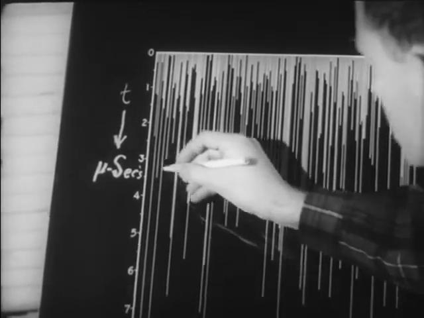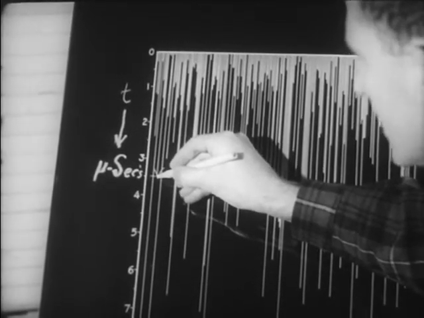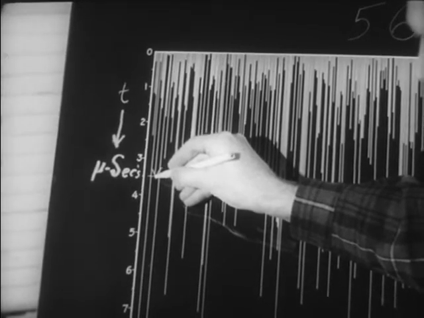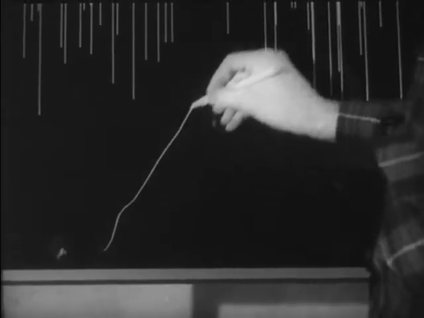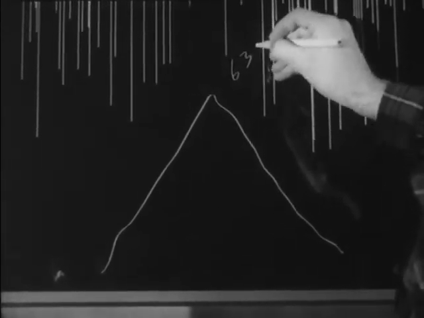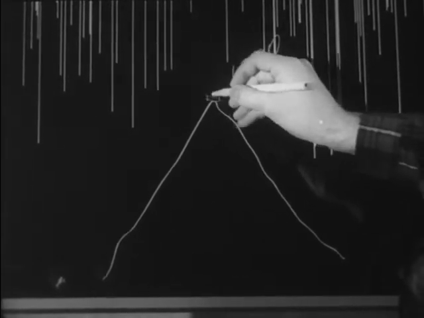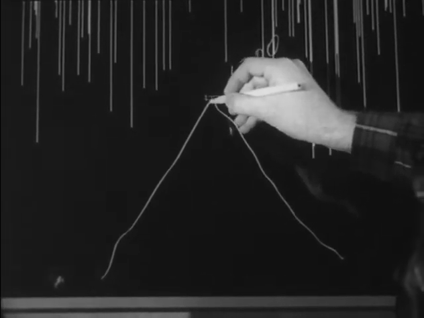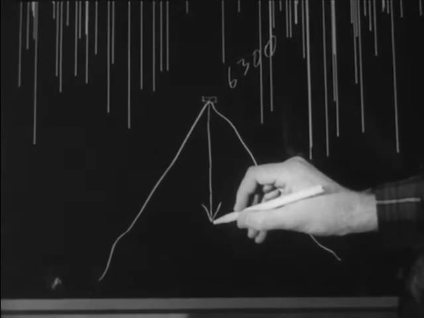For instance, here's a meson which lived for 3.5 microseconds sitting in our scintillator. Suppose we hadn't stopped it. Where would it have gone? Here we are, up on top of Mount Washington, 6,300 feet above sea level. We stopped that meson up here. If we hadn't, it would have gone on for 3.5 microseconds down below before decaying.